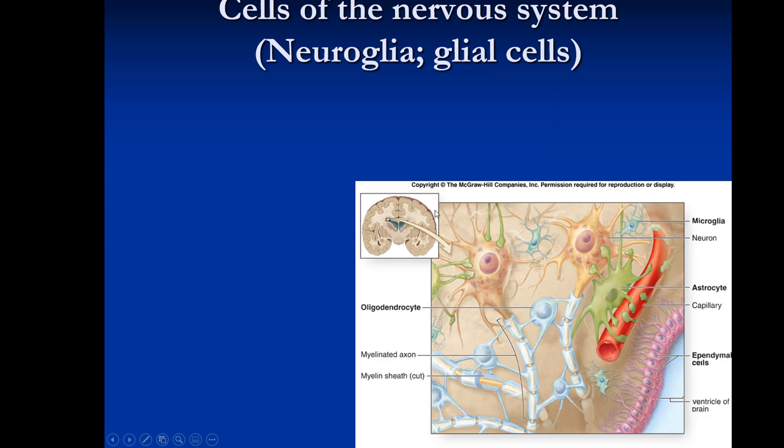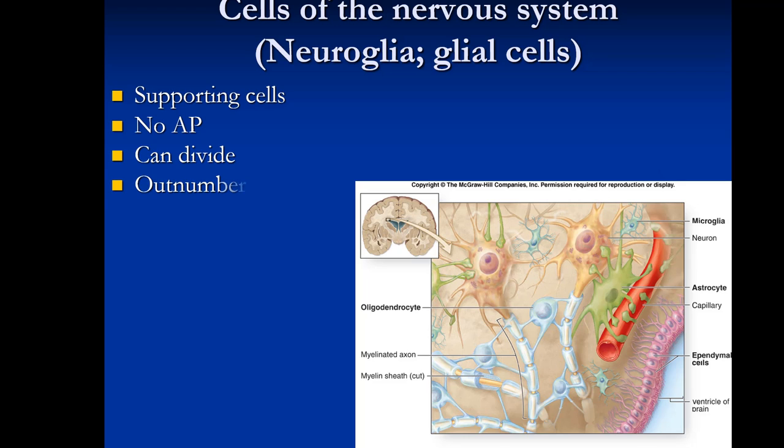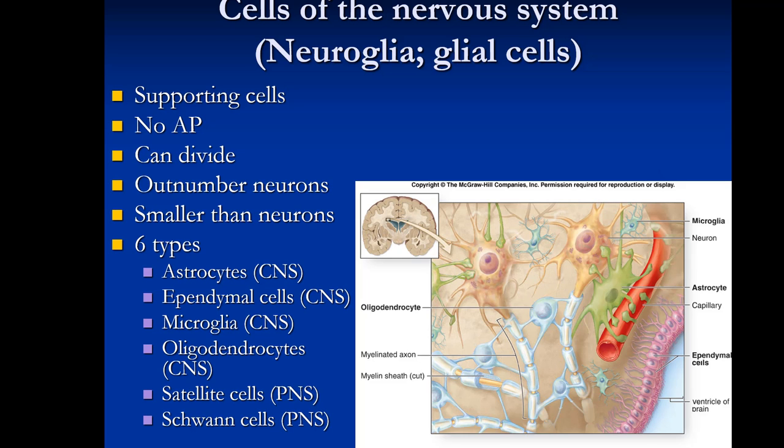All right, so the other cells of the nervous system, other than neurons, remember there are these other cells called neuroglial cells. These are thought to be supporting cells. They outnumber neurons, so there are a lot more of these neuroglial cells than there are neurons. They can divide, which is something that neurons can't do, which is why it's so bad when you get damage to nervous tissue. These are smaller than neurons, but there are different types. There are 6 different types of these neuroglial cells.